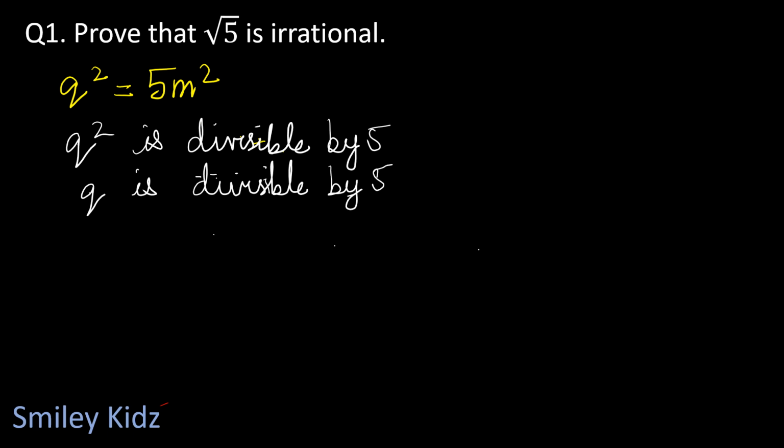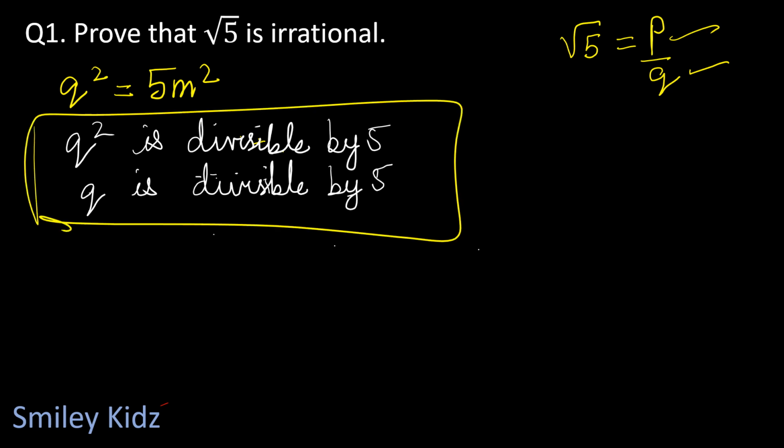Now wait, what? We understood the fact that root 5 is written in the form of P by Q, where P and Q are co-prime numbers. But what is this? This contradicts our fact that P and Q are co-prime numbers, because both P and Q have at least 5 as the common factor. But this contradicts the fact that P and Q are co-primes.